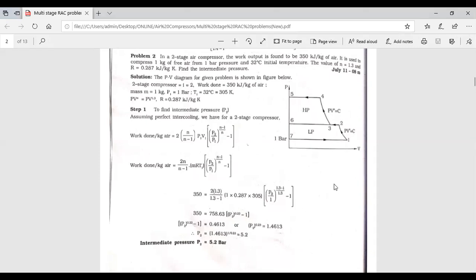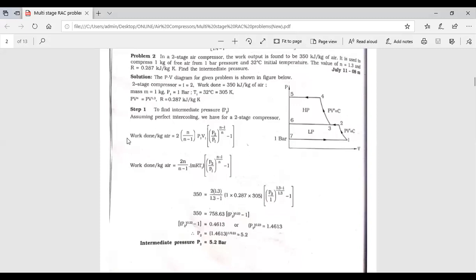Okay. And I derived the derivation for the work done in a two-stage reciprocating air compressor: 2 into n divided by n minus 1 P1 V1 in the bracket, P2 by P1 to the power of n minus 1 divided by n, minus 1. Just you remember, this is the formula for two-stage reciprocating air compressor.